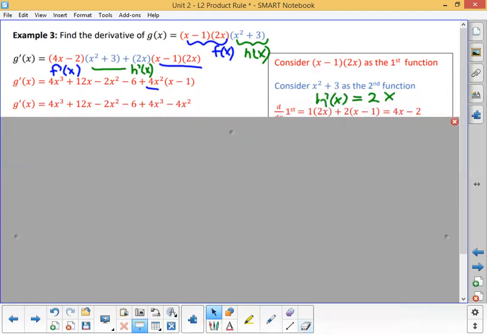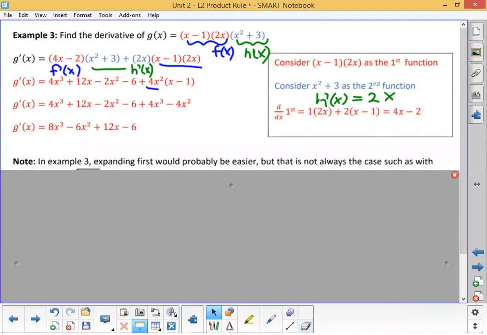But I just wanted to include this as an example of a more difficult function when we are applying the product rule. And this whole video or lesson is going to be on the product rule.